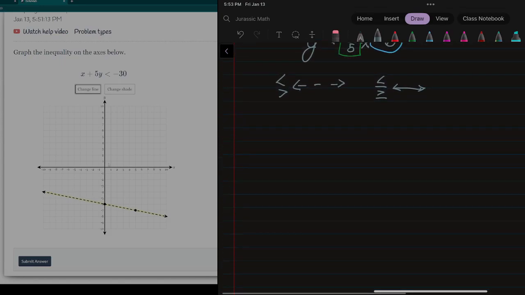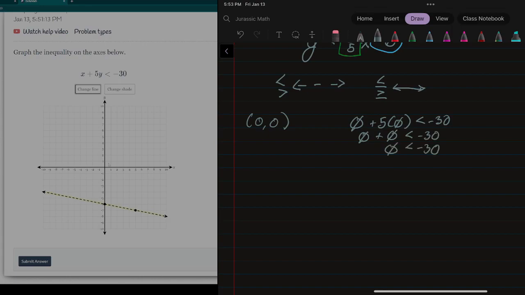So I go down on my paper. I'm going to say 0, 0. I'm going to plug it in. So 0 plus 5 times 0 is less than negative 30. 0 plus 5 times 0 is 0, less than negative 30. 0 plus 0, 0, less than negative 30. Is 0 less than negative 30? No, this is a false statement.